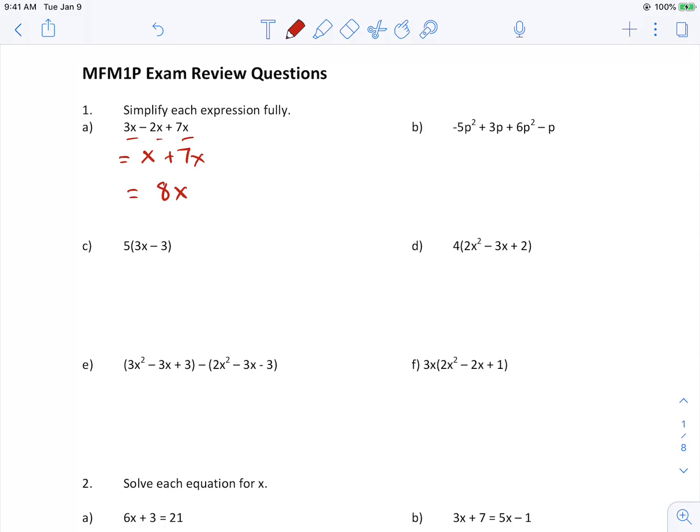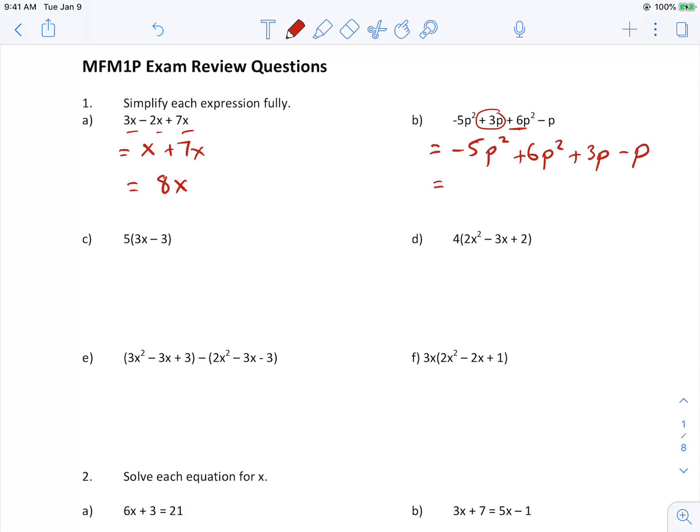Okay, next thing we want to do is take a look at this one over here. We're going to arrange everything in terms of its power. So we have p squared. We want to get the other p squared right beside it. So we're going to bring that plus 6p squared beside it. That plus 3p we can just move over there, and then minus p. So all we did is shuffle the order of those things just to make it a little easier for us.